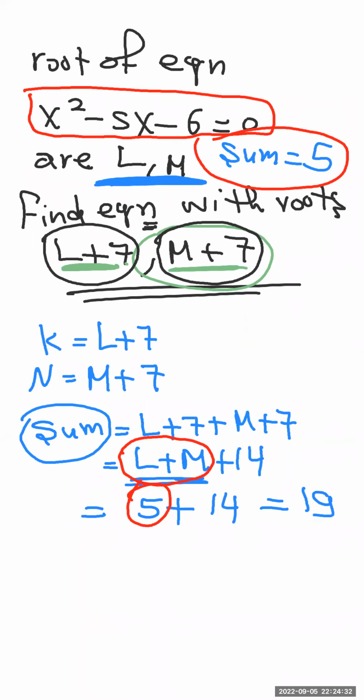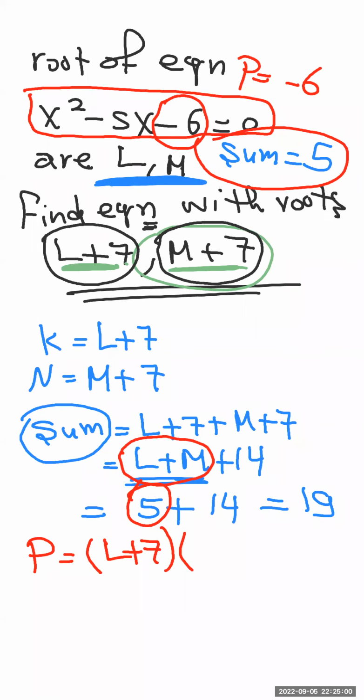Then what about the product? The product of the roots of the given equation equals c over a. So the product equals -6. Okay, now get me the product of the new roots. Product equals L plus 7 times M plus 7.